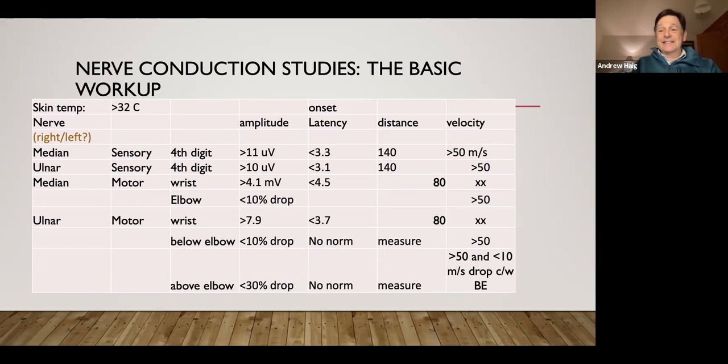I typically do a second study to the first dorsal interosseous. Never mind. This is a good basic workup. If you do it, nobody's going to say it's a bad EMG, right? So if you do this, it's good. Then you get really, really creative.